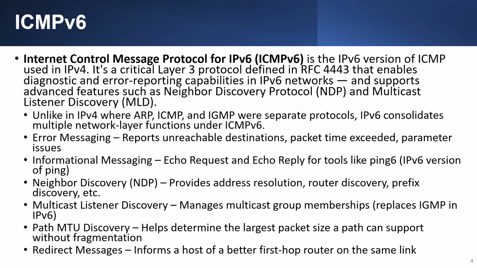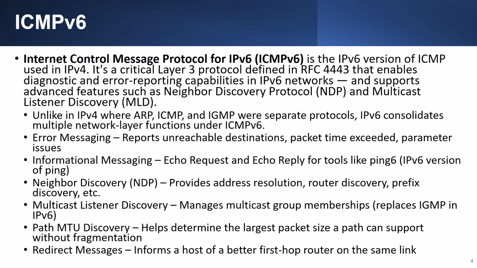Internet Control Message Protocol for IP version 6, ICMP version 6, is the IP version 6 version of ICMP used in IP version 4. It's a critical Layer 3 protocol defined in RFC 4443 that enables diagnostic and error reporting capabilities in IP version 6 networks and supports advanced features such as Neighbor Discovery Protocol and Multicast Listener Discovery, or MLD. Unlike in IP version 4, where ARP, ICMP, and IGMP were separate protocols, IP version 6 consolidates multiple network layer functions under ICMP version 6.